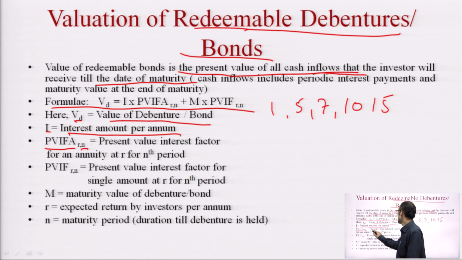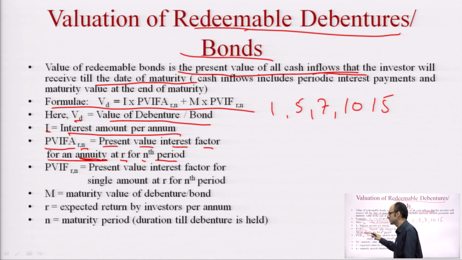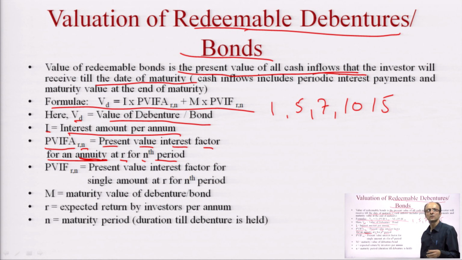PVIFAR,N means present value interest factor for an annuity at R rate for N periods. Now, there are very important terms that are coming out in this discussion. The first term is the present value interest factor of an annuity. Present value tables are available in financial management books where you can find these present values at a specific percentage rate for a certain period of time. You can use those tables for finding out the present value, and here the word annuity is being used in reference to the interest that you will get annually till the maturity of the bond. That is why the word annuity is being used.